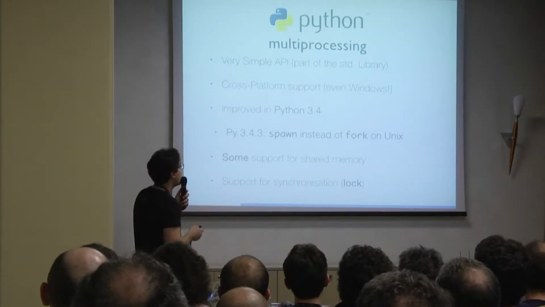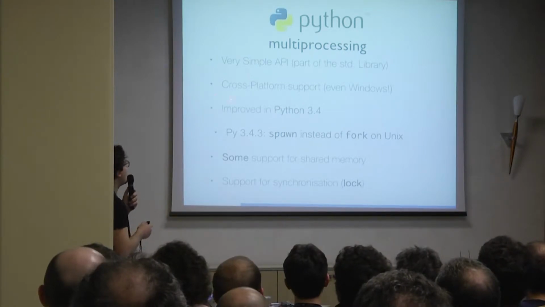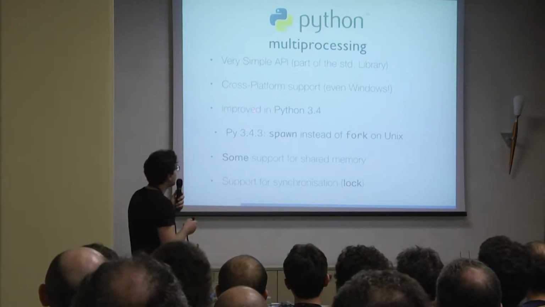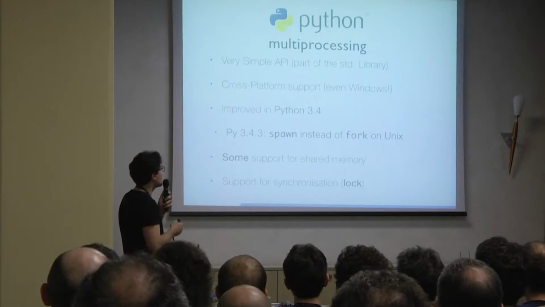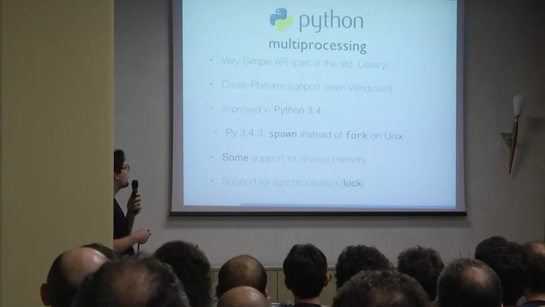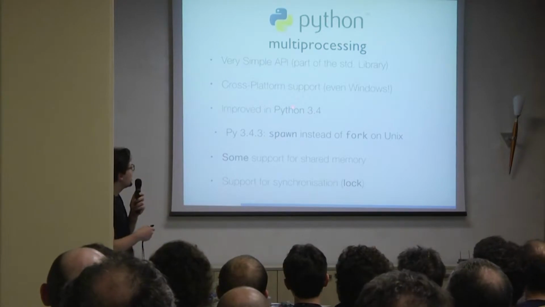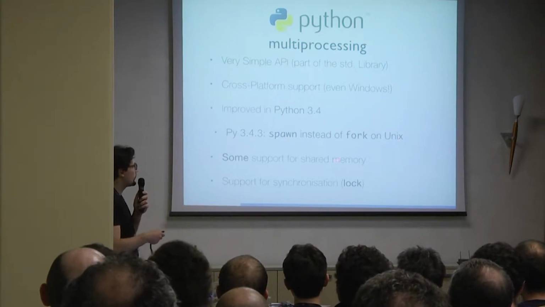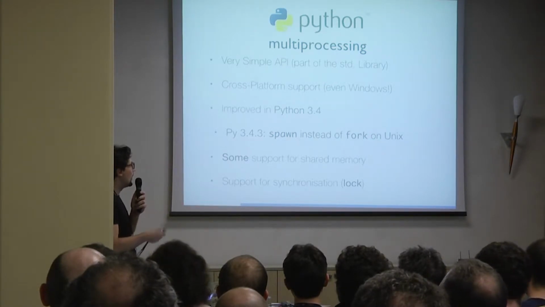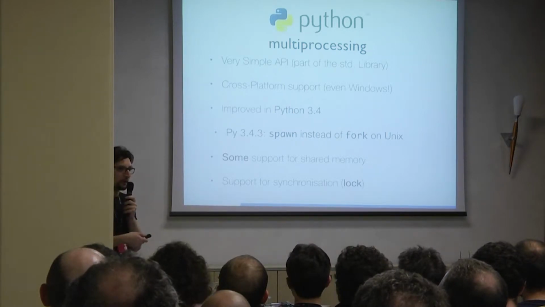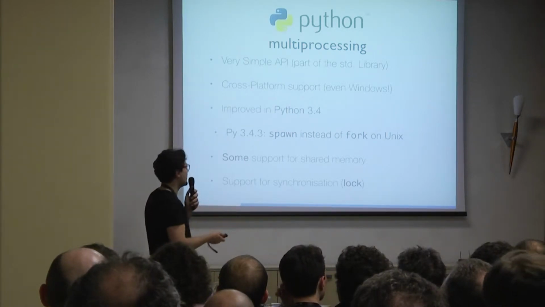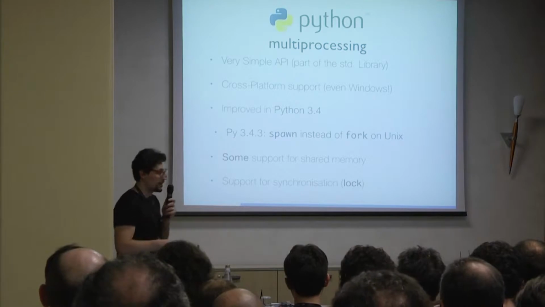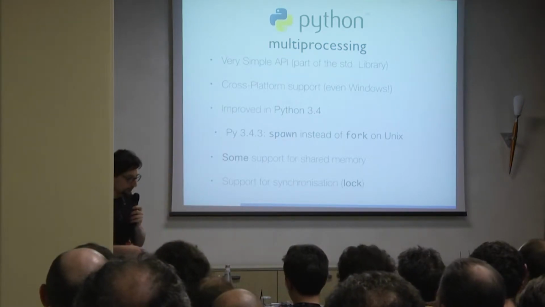It has a very simple API. It's part of the standard library. It has cross-platform support that is going to be even improved in the latest version of Python, specifically Python 3.4.3, which included the implementation of spawn instead of fork on Unix. This is really important because of the memory copy and memory allocation related to fork when creating new processes. It has some support for shared memory and for synchronization, specifically lock structures.